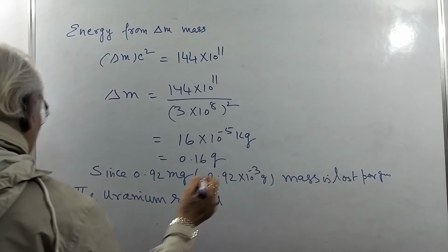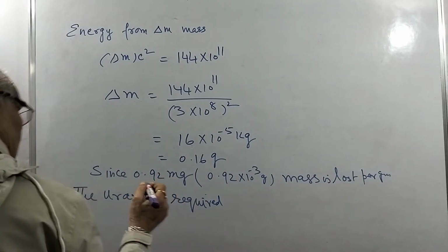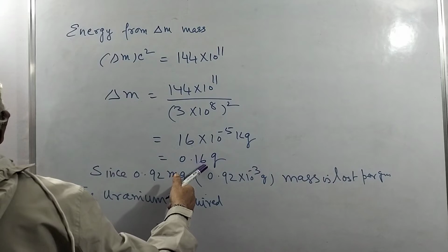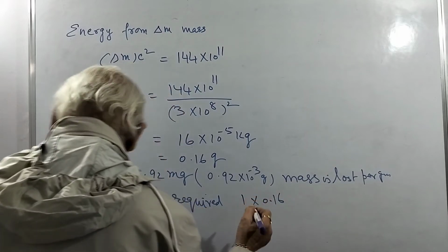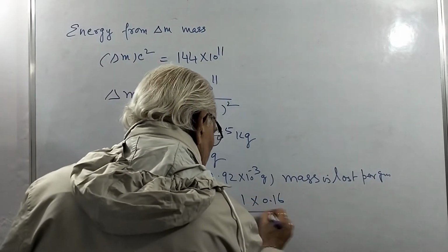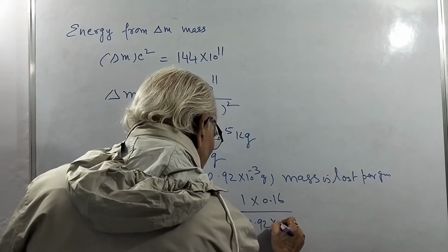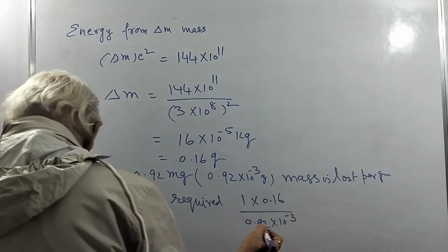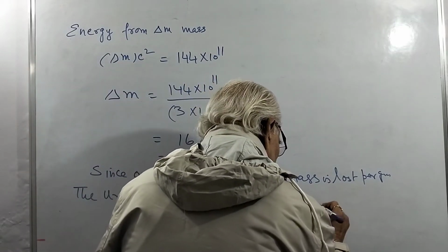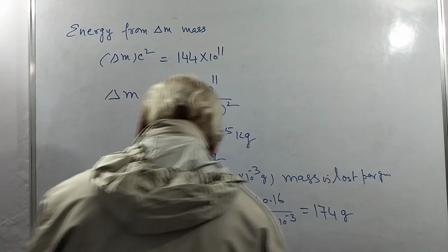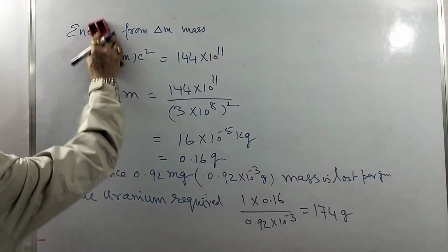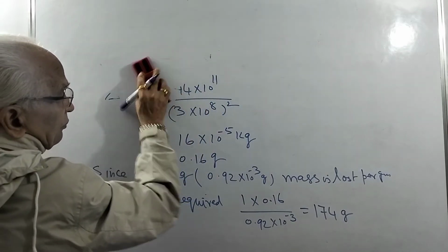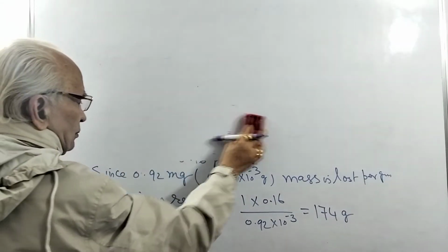how much uranium is required? From this you can get 1 into 0.16, and divide by 0.92 into 10 to the power minus 3. That becomes 174 gram. So 174 gram of uranium is required here to produce the power. Only 174 gram of uranium is required.